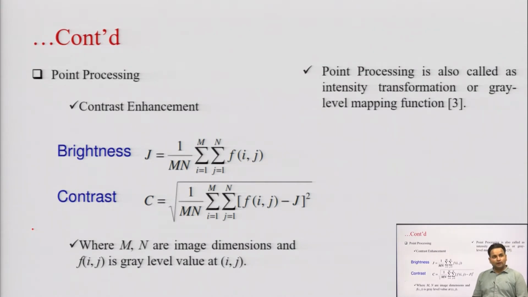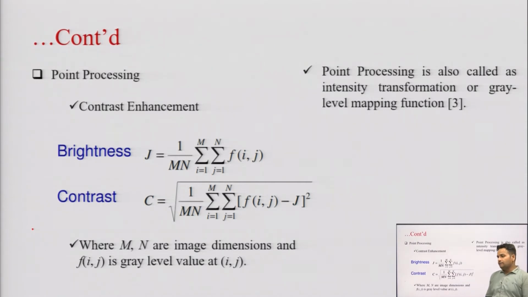Now, if we talk about the contrast, it can be defined as C equals square root of 1 upon M into N, summation from I equals 1 to M and another summation for J from 1 to capital N, of the digital image minus the previous one, that is the brightness J, whole squared: f of I J minus J. By this equation you can calculate the contrast of a particular image, where M and N are the image dimensions, and f of I comma J is the gray level value at row I and column J.